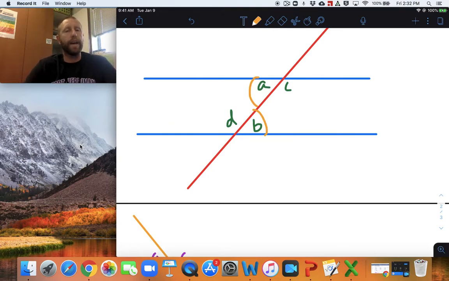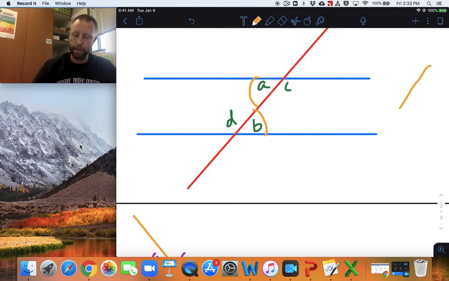Because look, angle A is on the left side of the transversal, angle B is on the right side of the transversal, and they're at opposite parallel lines. They're at different parallel lines. Okay, they're both inside the parallel lines, they're on opposite sides of the transversal, and they're at opposite parallel lines. They're at the different parallel lines.